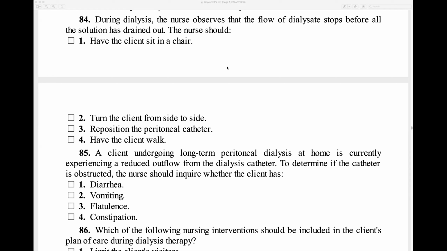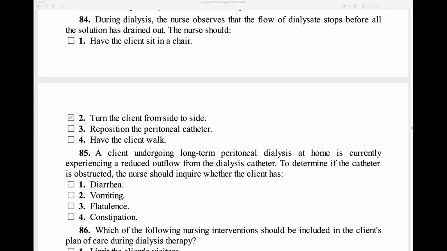The correct answer for 84 is choice 2. So when we're having issues with the dialysis catheter, we can turn the patient from side to side, because sometimes the catheter is positional. And so moving the patient side to side can help the catheter find the fluid and help remove it. Okay. All right. 85.